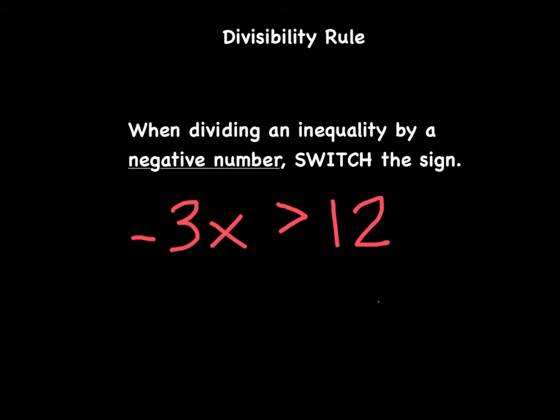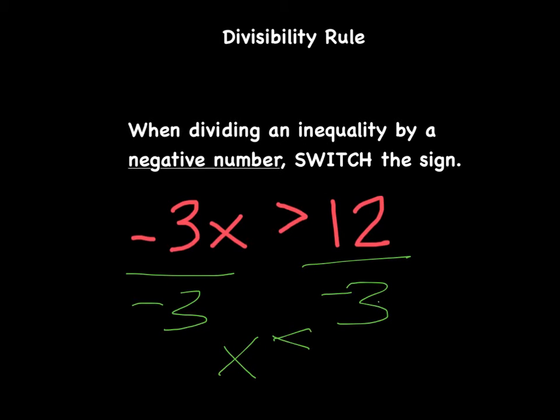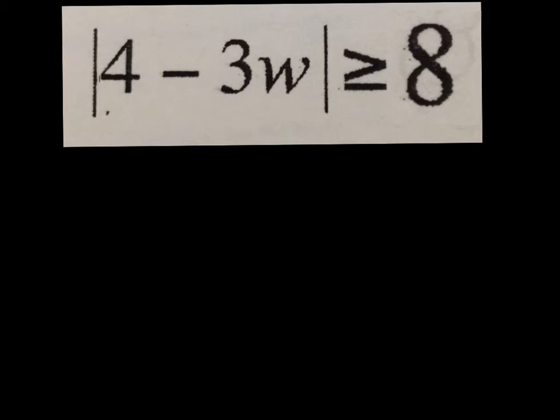When dividing an inequality by a negative number, remember to switch the inequality sign. For instance, in this problem, I'm dividing 12 by negative 3, and I would get x is less than negative 4. Back to our original problem, let's split this up into our two separate inequalities.